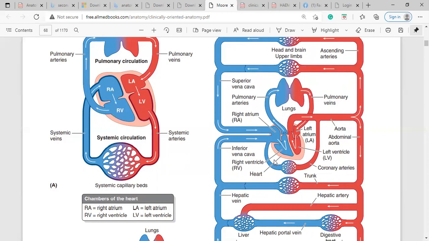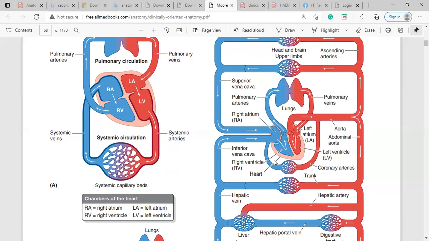Then from the digestive system, we have a vein called the hepatic portal vein that takes digested food from the small intestine to the liver for further metabolism. The same thing happens for the veins. They take blood from all these organs and return the blood back into the heart.